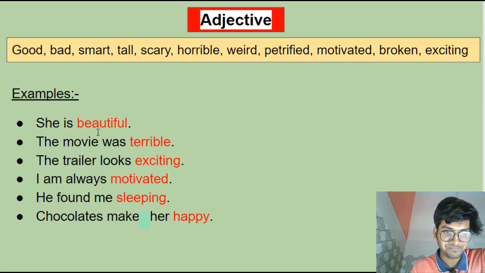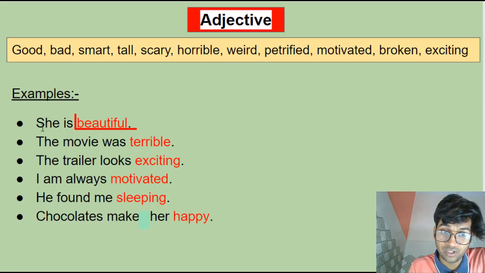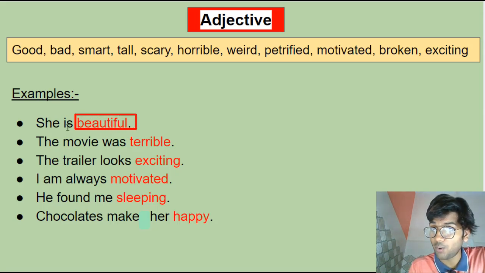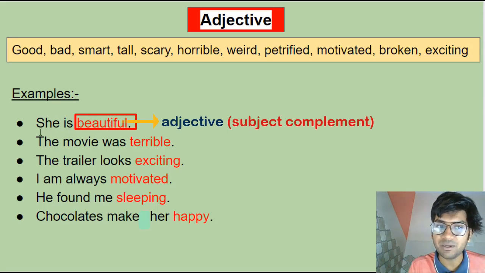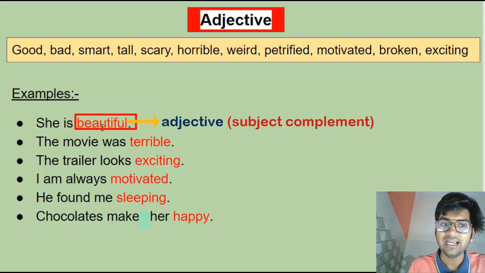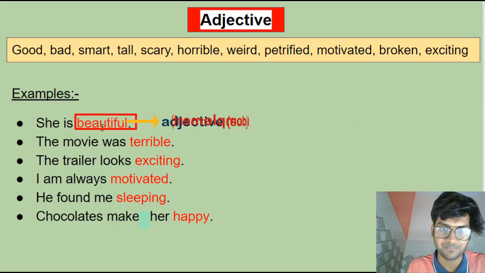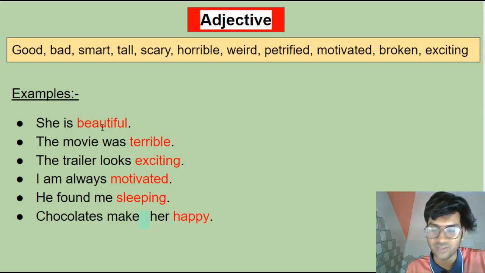Example number one, she is beautiful. How is she? Beautiful. She is the subject, is the linking verb, beautiful is the adjective working as the subject complement, describing the subject, right? This is what a subject complement does. As a noun, it renames the subject. As an adjective, it describes it. I have a lesson on the subject complement. You can watch it. I'll give you the link in the description.